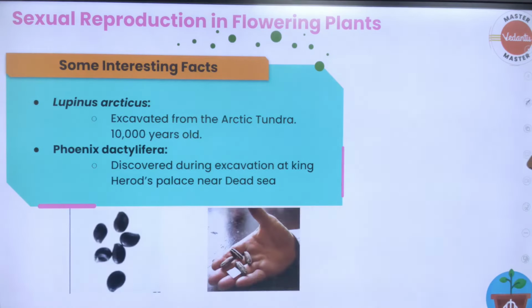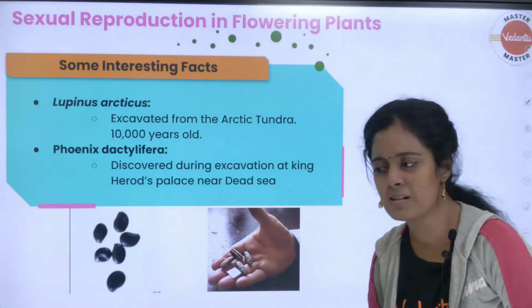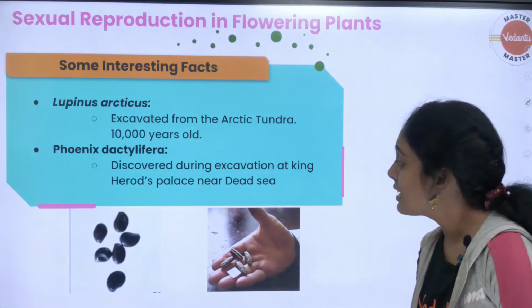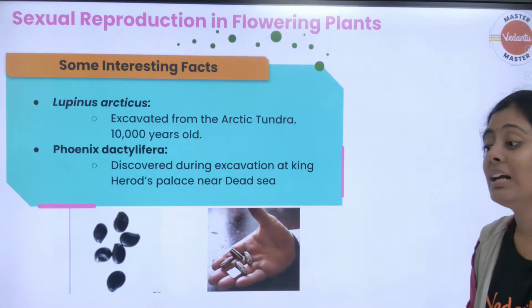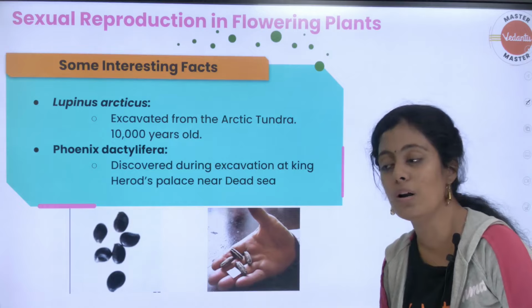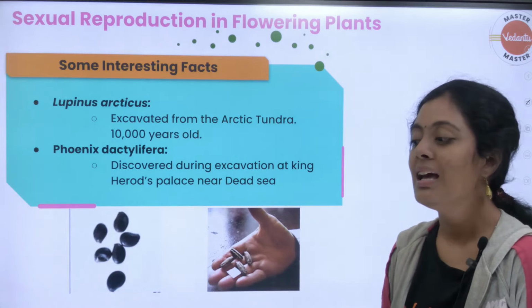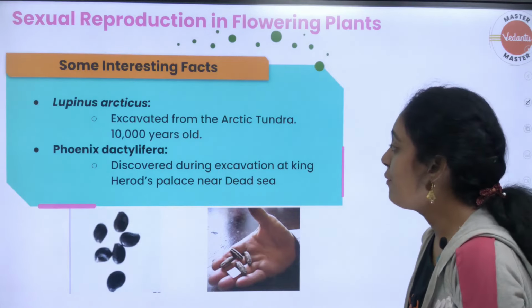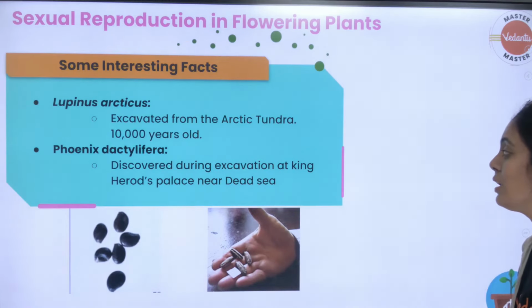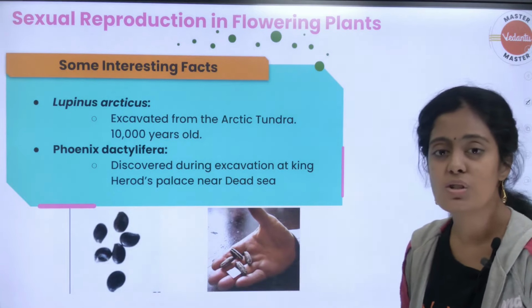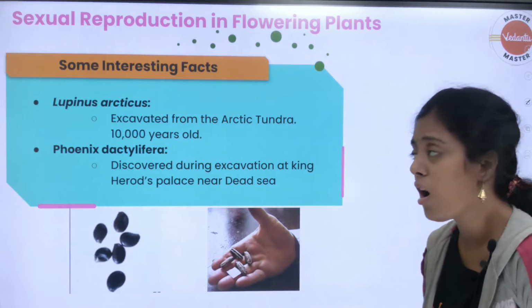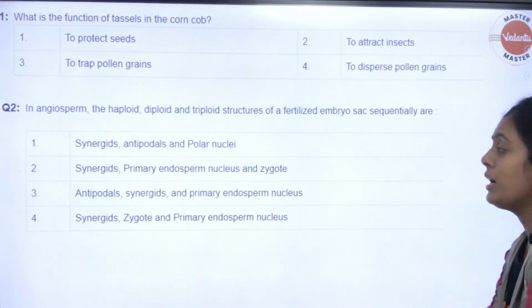Okay, yeah, next we have some interesting facts. You have Lupinus arcticus. It was excavated from the Arctic tundra, 10,000 years old. This seed was excavated 10,000 years ago. Okay, then you have Phoenix, discovered during excavation at King Herod's palace near the Dead Sea. So they can survive so many years without any destruction. See how protective they should have been.